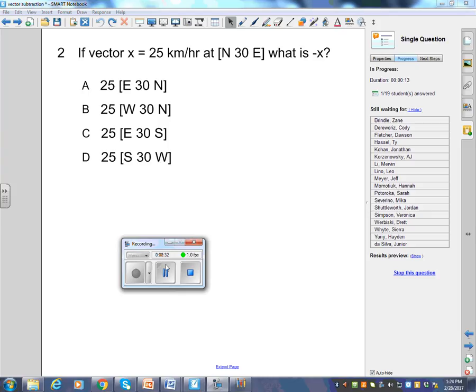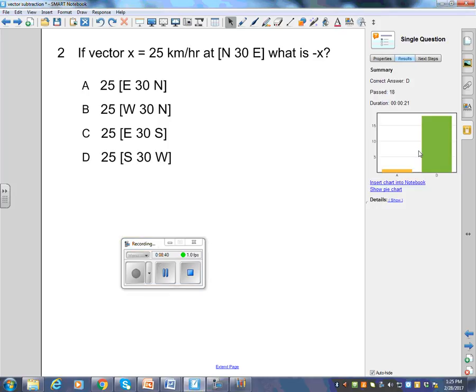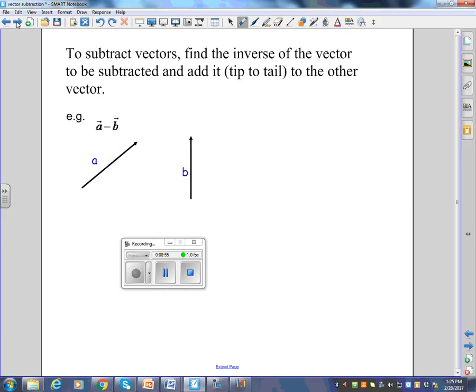Keep it to yourself. So we're going to get it all right? Oh, one person. How do you get it? How do you do it? You change north to south and you take east and change it to west. Boom, you're done. You said it out loud.